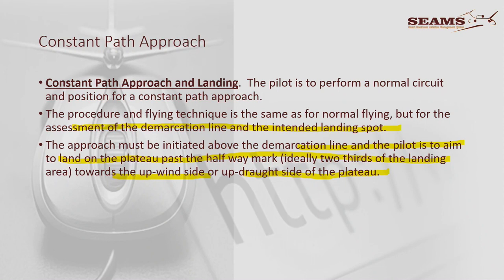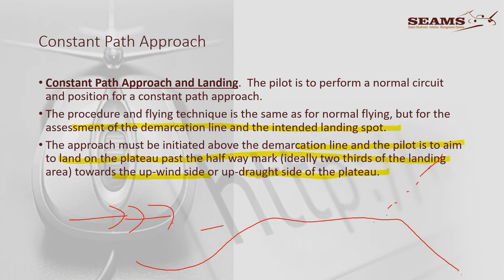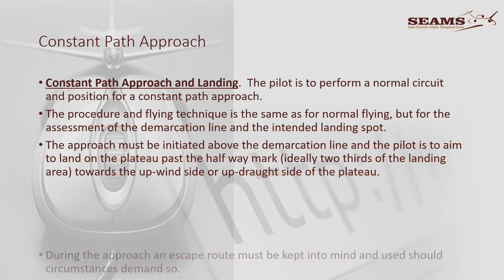Now let me just show, if I again just have this little plateau here, let's say the wind is coming from this side. Because this is the updraft, we know that the demarcation line is there somewhere, but we would rather land more safely closer to the updraft side than the downdraft side. And that's basically all that this one is saying.